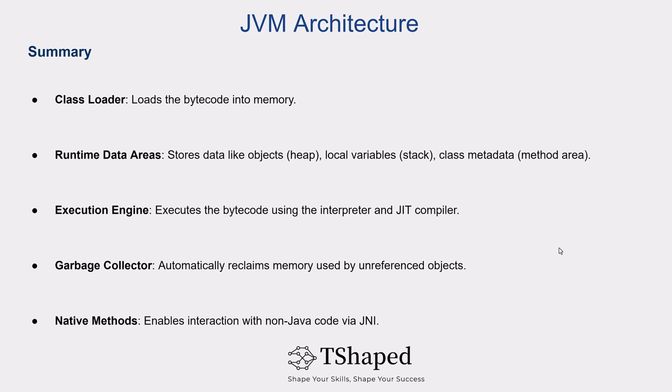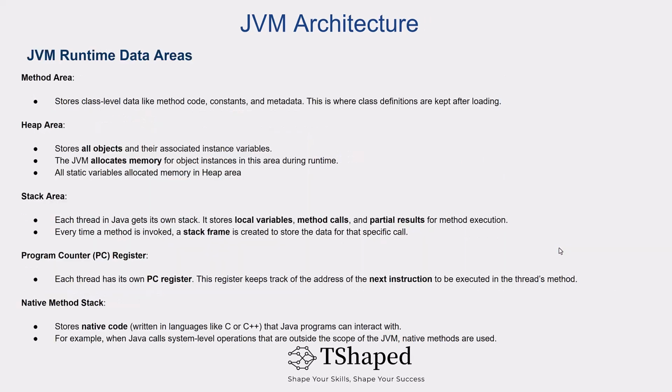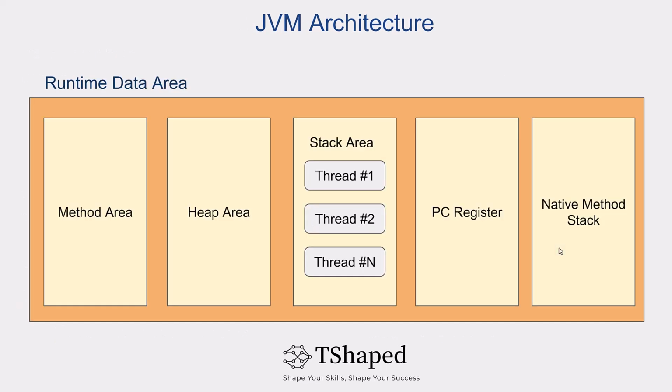The execution engine executes the Java program by making use of the interpreter and the just-in-time compiler. The garbage collector is used to automatically deallocate memory whenever an object becomes referenceless. And we have native methods, which enable interaction with non-Java code via JNI. And this is the basic summary of the entire architecture of the JVM, which we have seen.